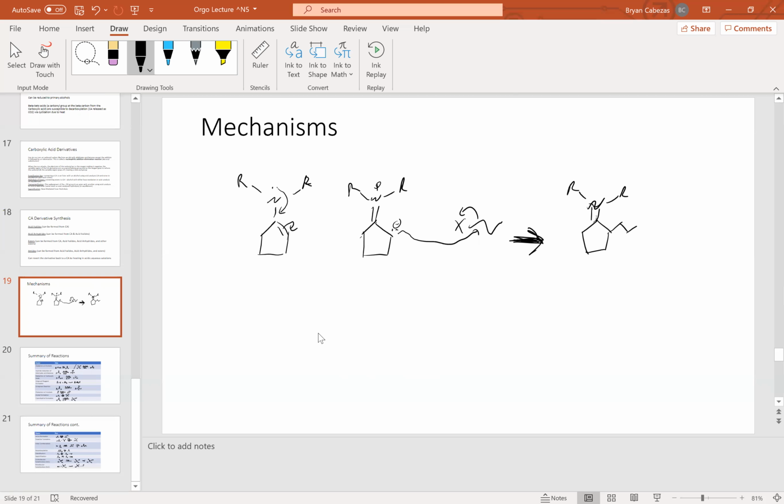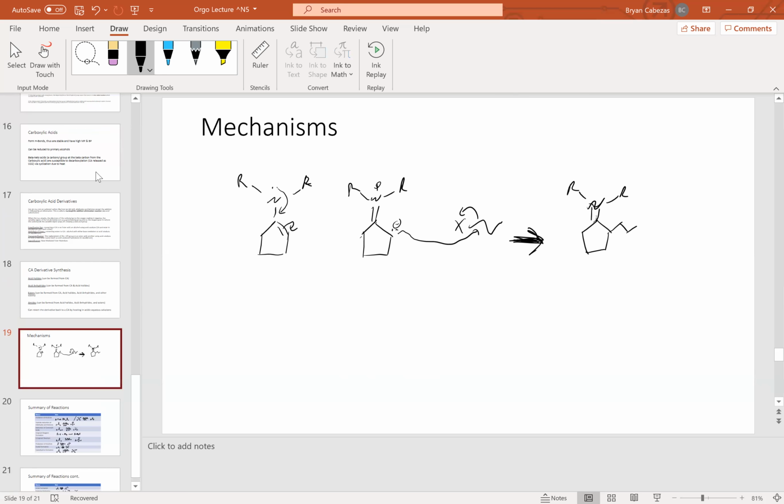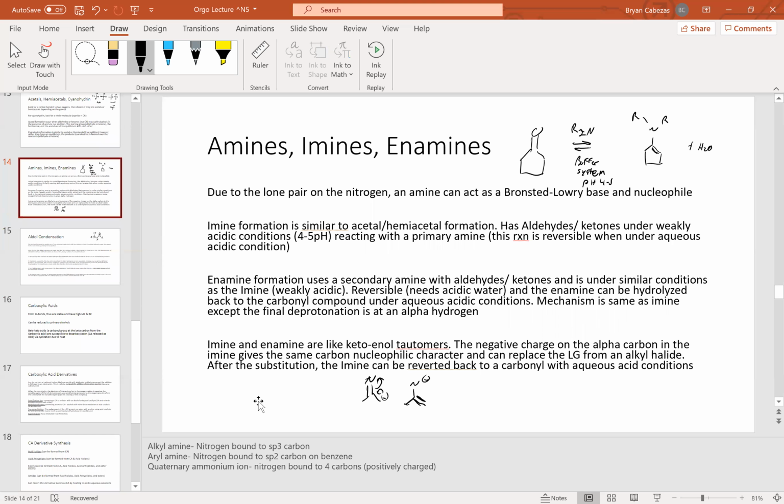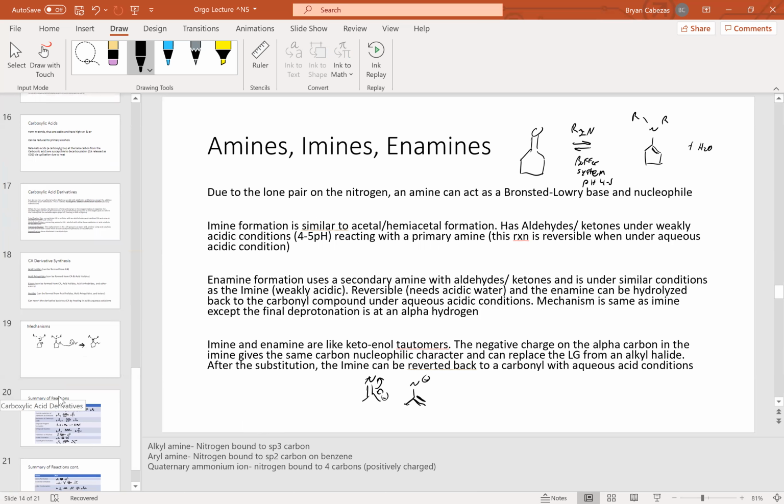For both the enamine and for the imine, if we were to have them in an acidic aqueous solution, what's going to happen is that they're going to reform back into that carbonyl that we had initially, right? So if we had our product, our imine or enamine, and then we reintroduce it into acidic water, what's going to happen is that our carbonyl is going to reform.